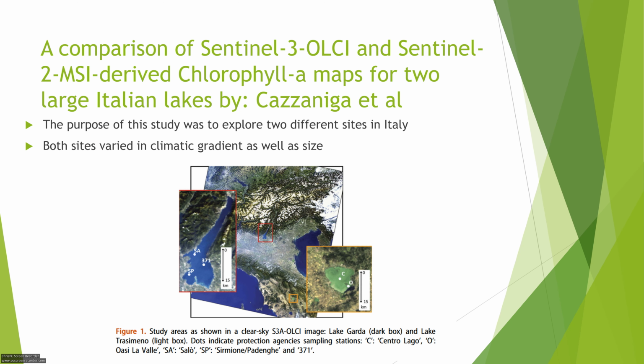So the article that I found was entitled A Comparison of Sentinel-3 OLCI and Sentinel-2 MSI Derived Chlorophyll A Maps for Two Large Italian Lakes, and this was by Cazzaniga et al. And basically the purpose of the study was to explore two different sites throughout the Italian landscape, and of note is both these sites varied over a climactic gradient.